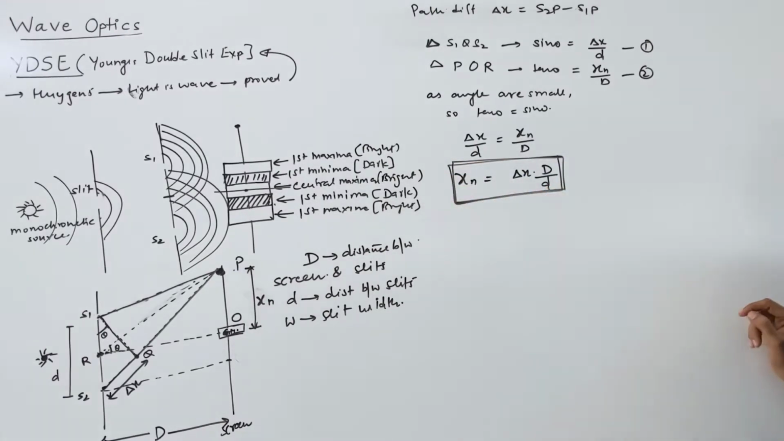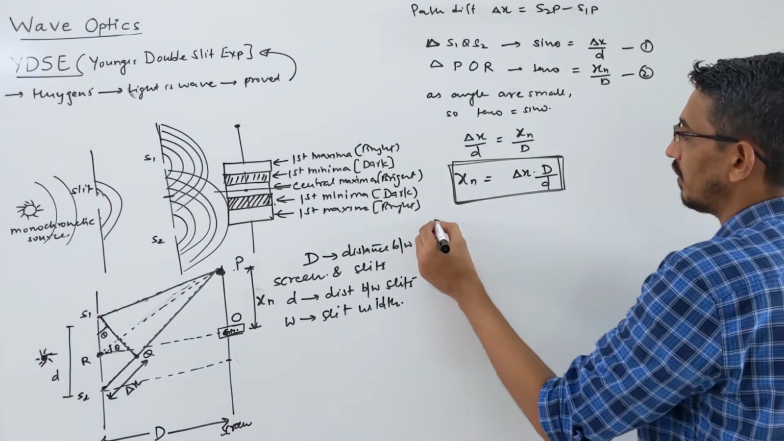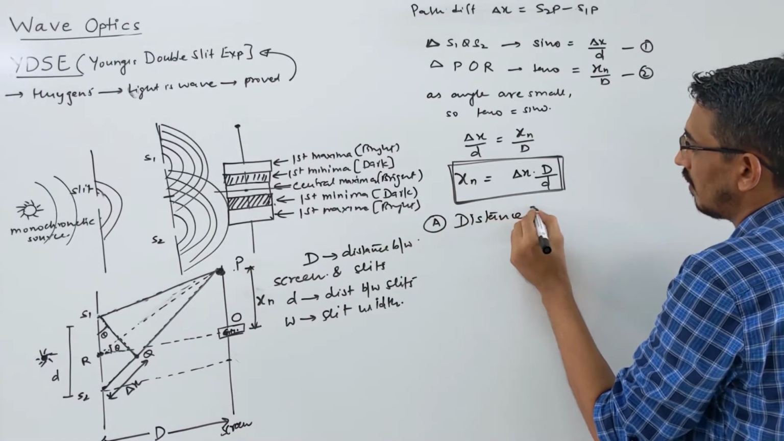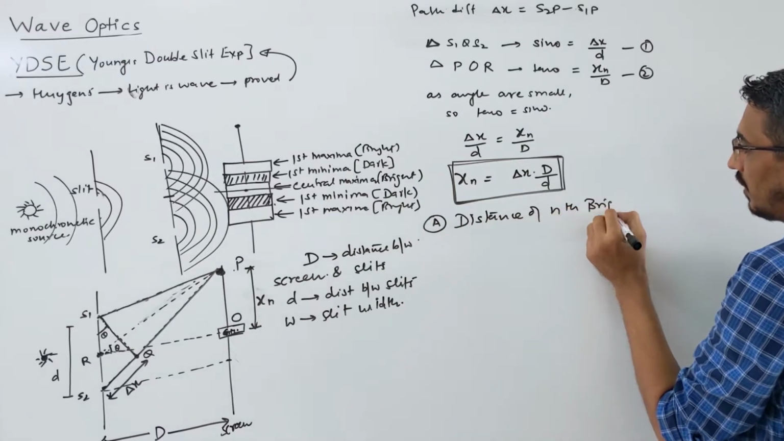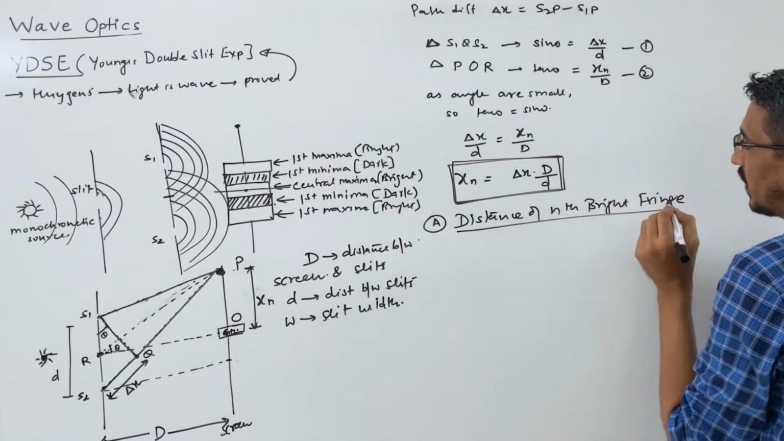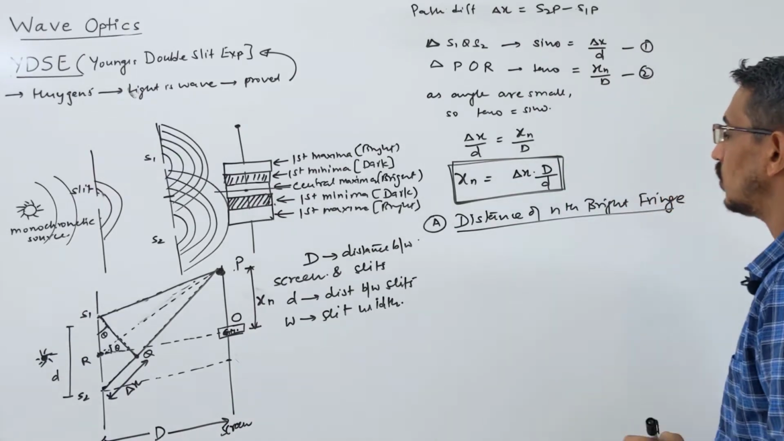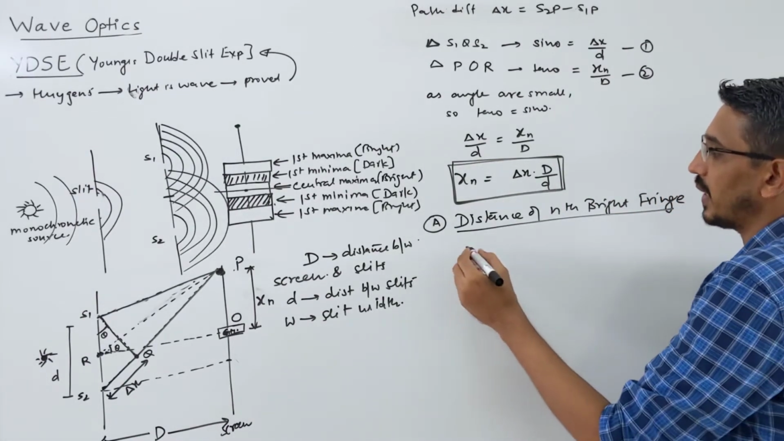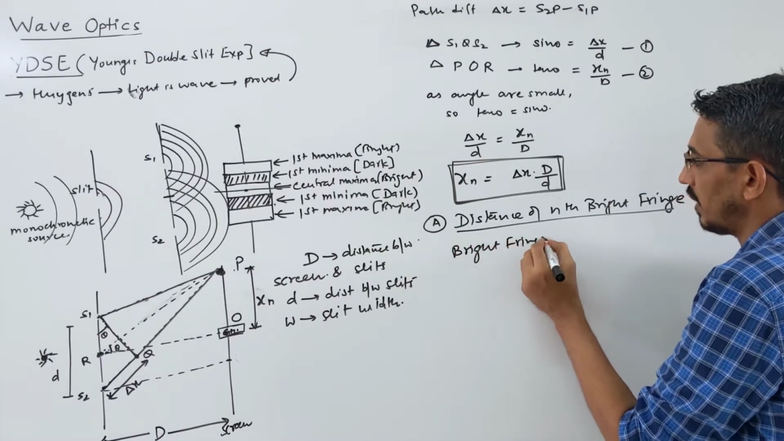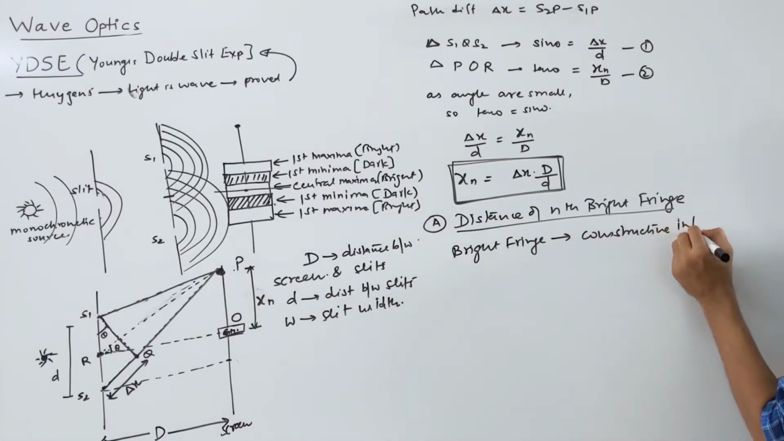Now we will write the distance of the bright fringe and the distance of the dark fringe. So first point, distance of the nth bright fringe. Bright fringe means constructive interference is happening, maxima is happening. If you are talking about a bright fringe, constructive interference is happening.